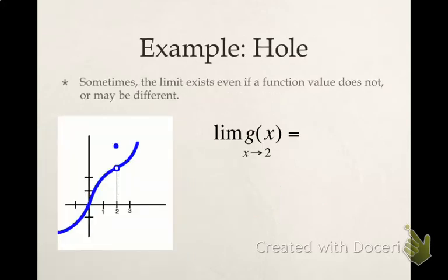But when we have things like holes, particularly if the hole gets filled in, the values might be different. For example, the value of g of 2 looks to be something like 4.25. However, the graph appears to be approaching this value here, which looks closer to 3. I'm estimating here a little bit. So the function value and the limit disagree at that point, because this hole here is where the graph appears to be approaching, not the point that fills in the hole.